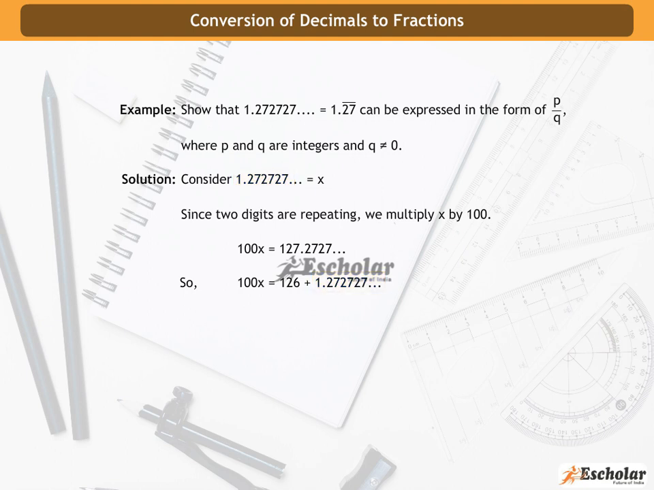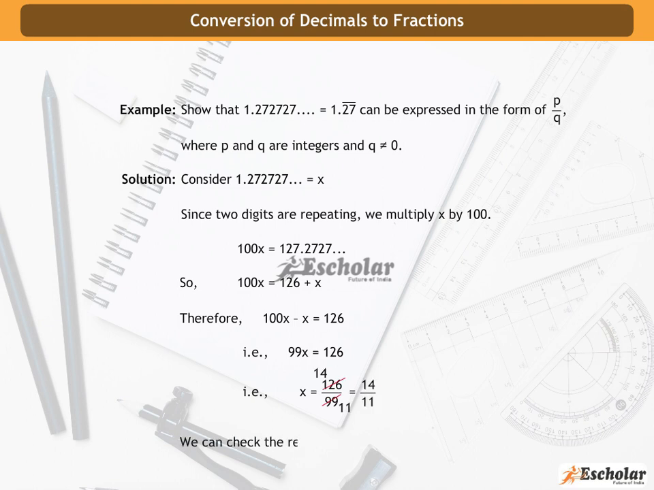So 100x is equal to 126 plus x. Therefore 100x minus x is equal to 126. So x is equal to 126 by 99, which is equal to 14 by 11. We can check the reverse of it, that is 14 by 11 is equal to 1.27 bar.